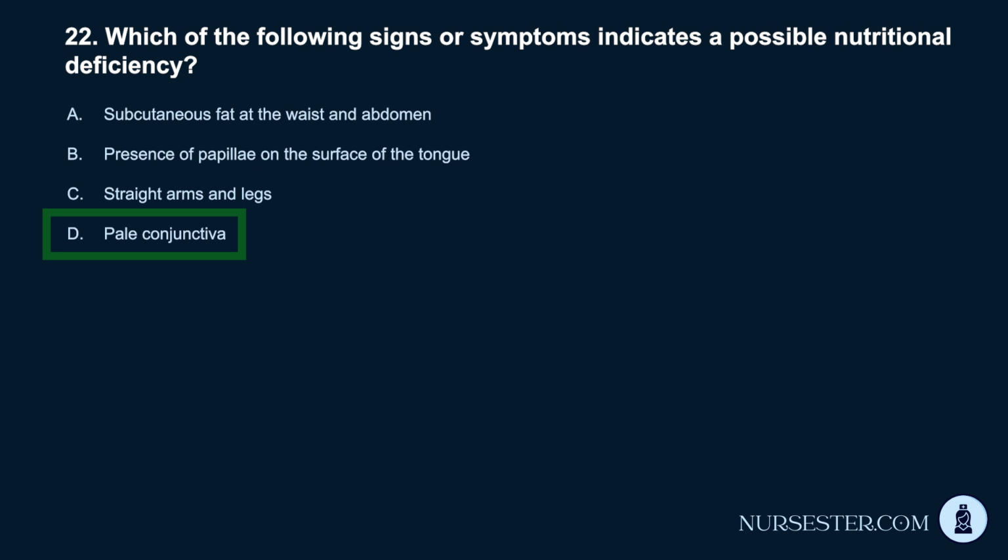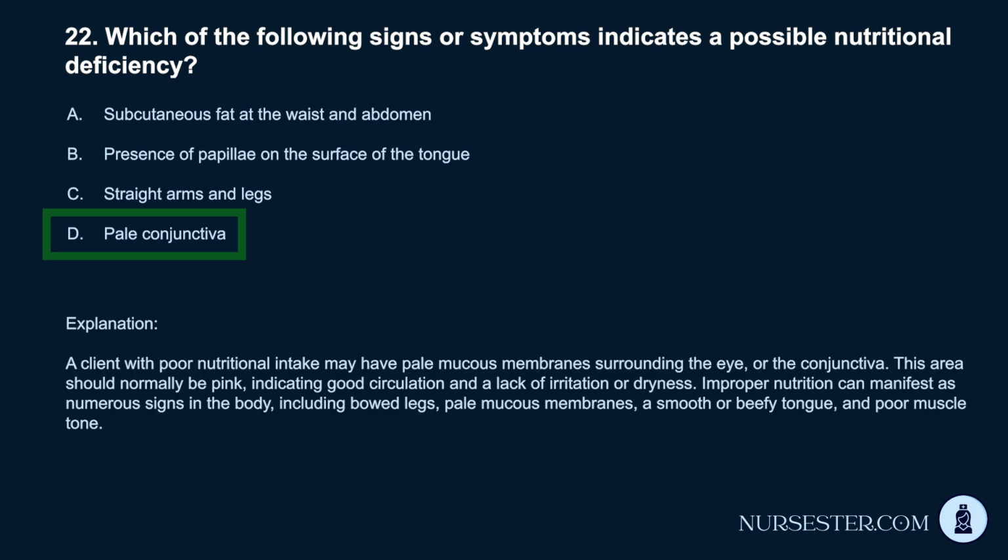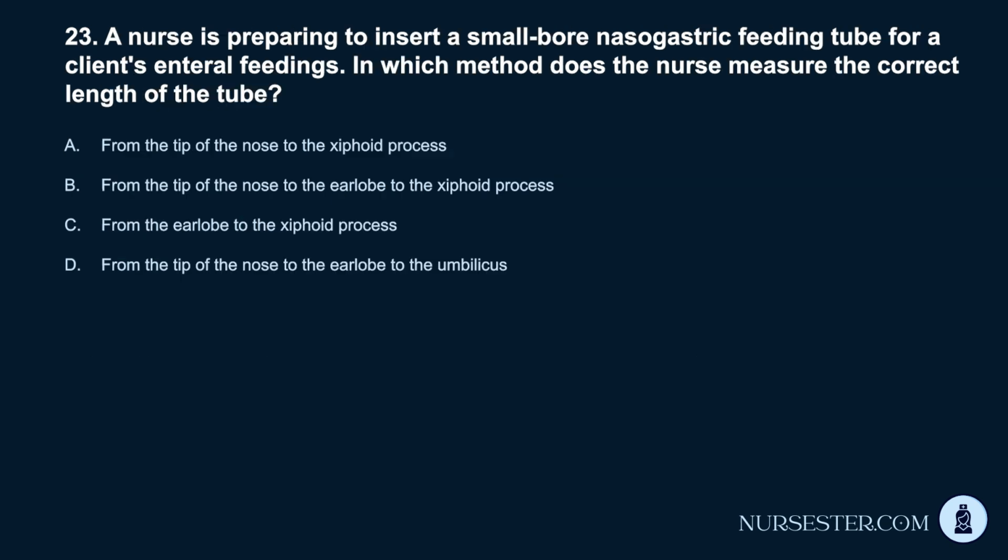Pale conjunctiva. A client with poor nutritional intake may have pale mucous membranes surrounding the eye, or the conjunctiva. This area should normally be pink, indicating good circulation and a lack of irritation or dryness. Improper nutrition can manifest as numerous signs in the body, including bowed legs, pale mucous membranes, a smooth or beefy tongue, and poor muscle tone.